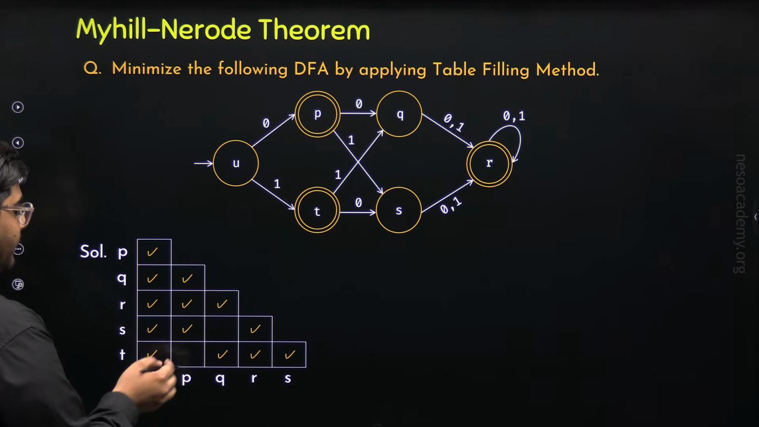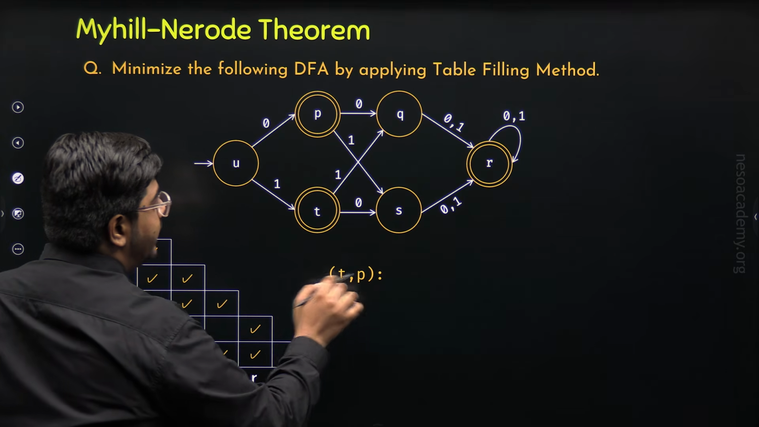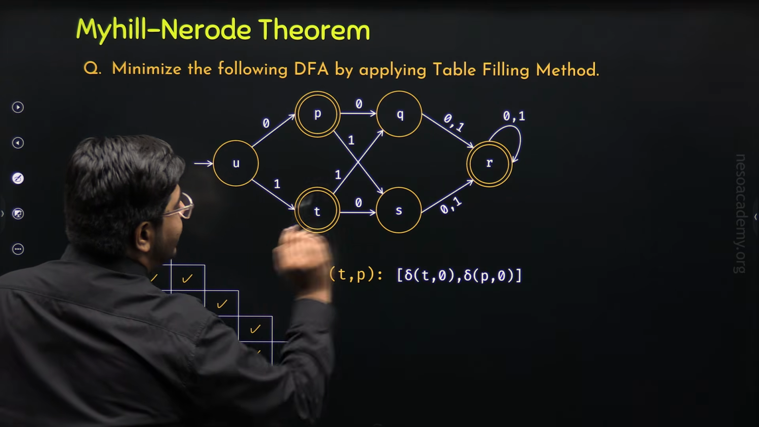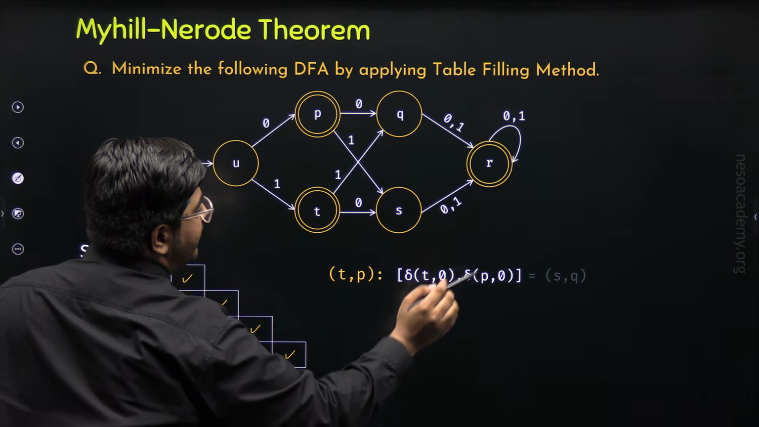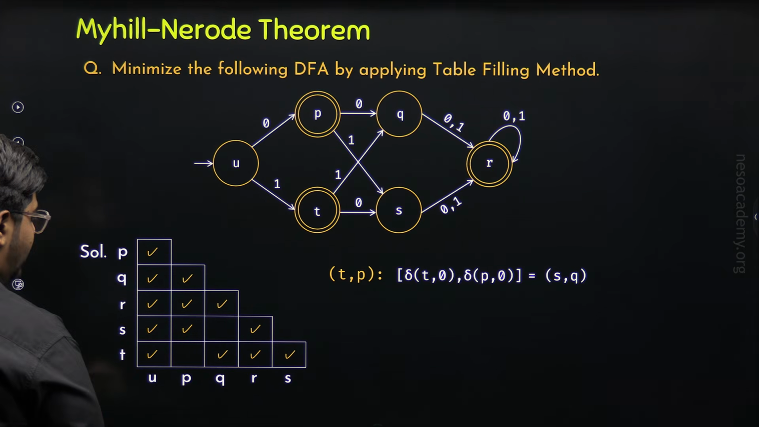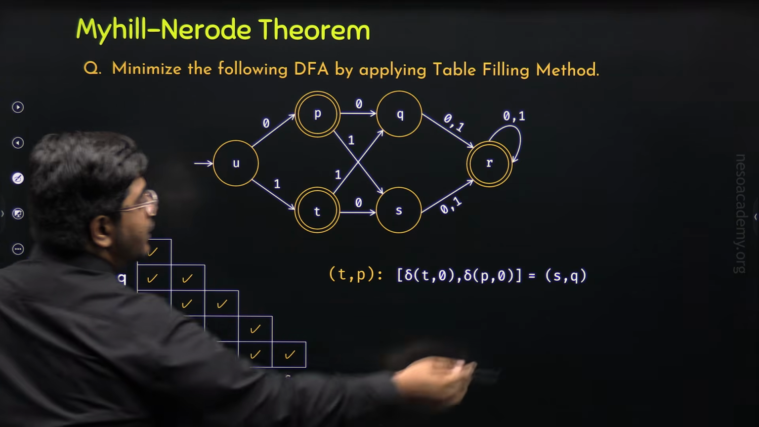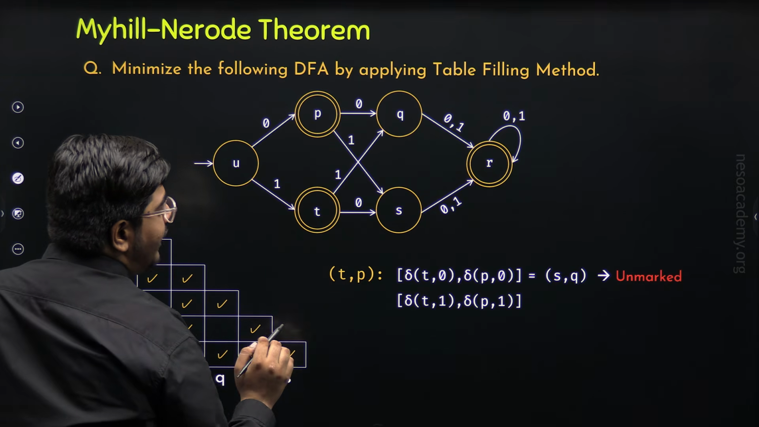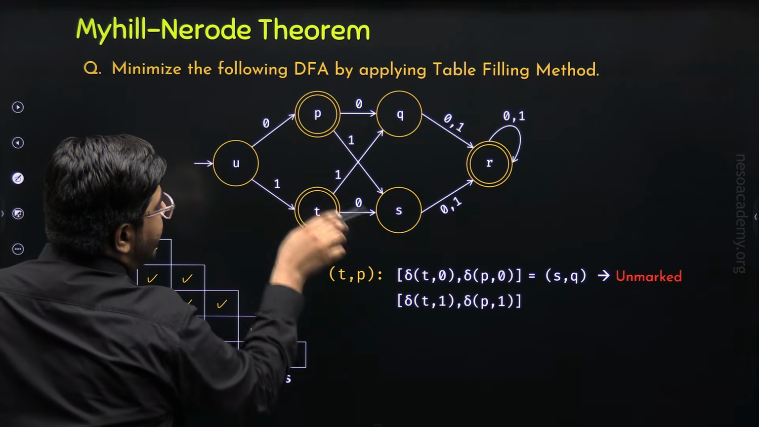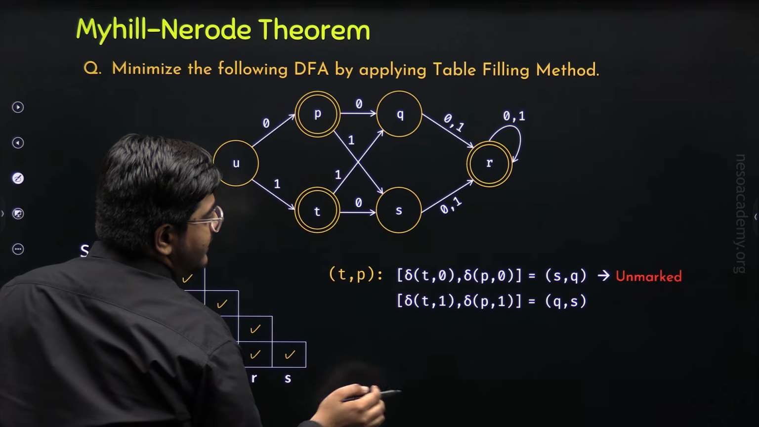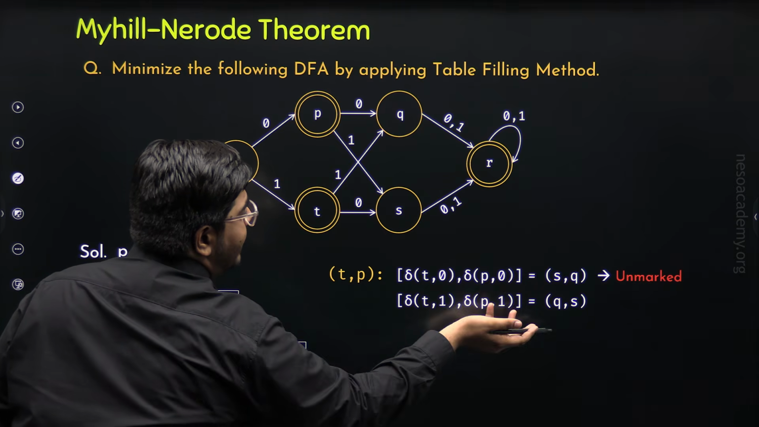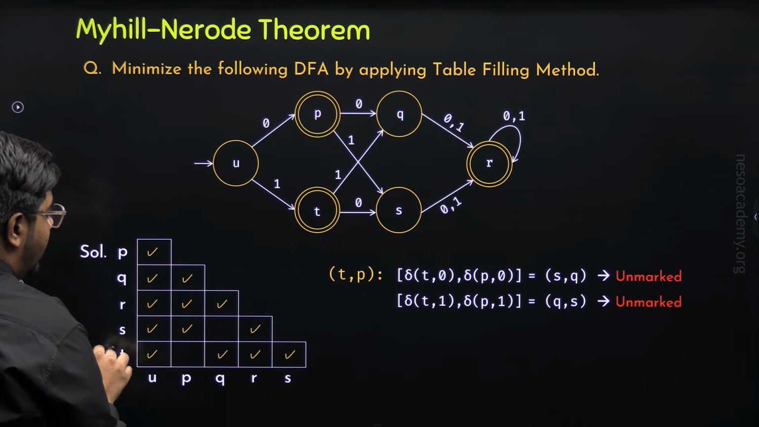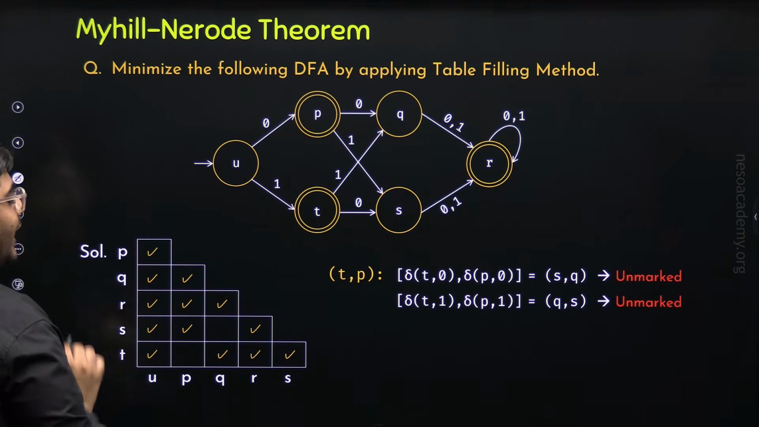Now let's check the next unmarked pair, which is TP. So here we will write TP. For this we need to write delta T comma 0, delta P comma 0. Now T comma 0 is S and P comma 0 is Q. So here we will write S comma Q. Let's check S comma Q. SQ. It is unmarked. So here we will write unmarked. Let's check for the input symbol 1. Delta T comma 1, delta P comma 1. Now T comma 1 is Q and P comma 1 is S. So we are getting Q comma S. Q comma S and S comma Q is the same. So we can write unmarked. Since both are unmarked, that means T comma P, this particular cell, will not be marked in this iteration also.